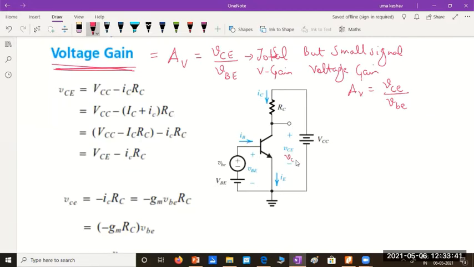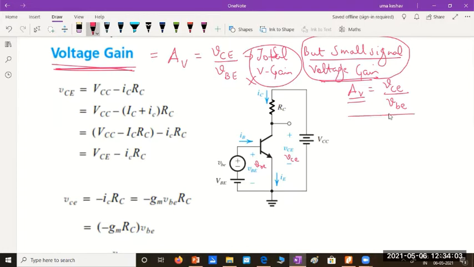I am interested only in the AC output and in the AC input whenever I am finding the small signal voltage gain. Remember, it is this gain which is of more importance to us than the total voltage gain. We don't find this total voltage gain commonly. It's always small signal voltage gain which is defined, and an amplifier is designed for a given small signal voltage gain. Okay. So now we are interested in finding this value.